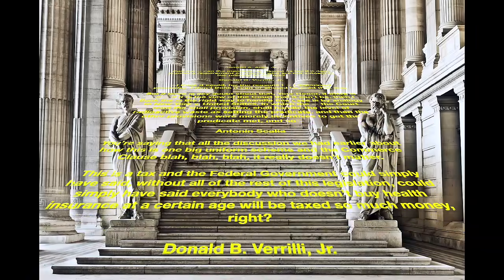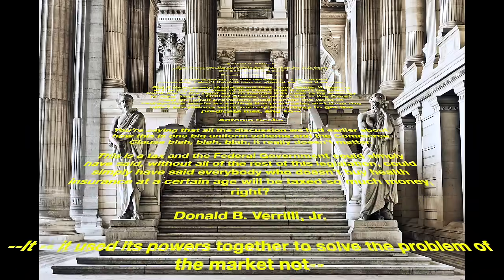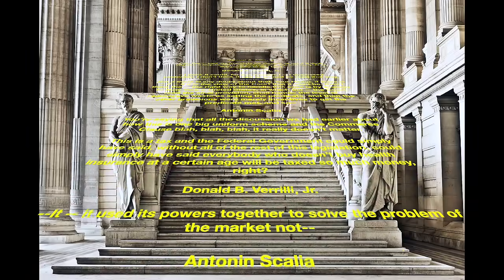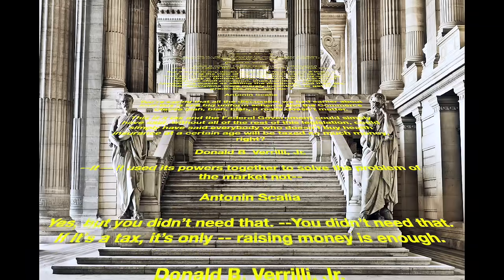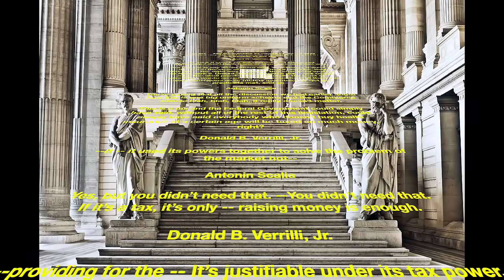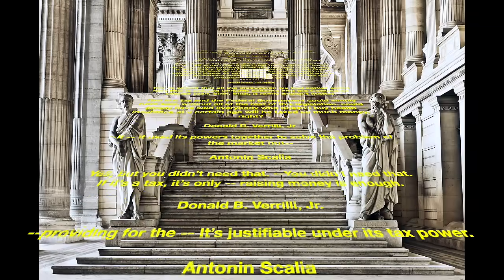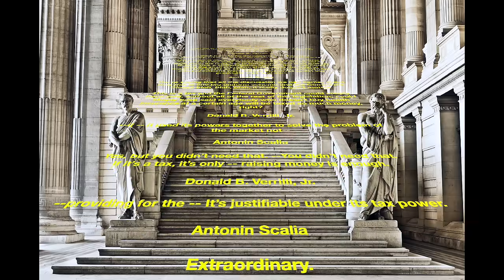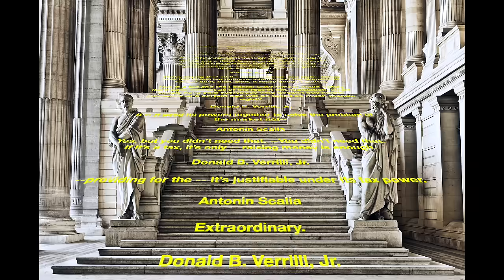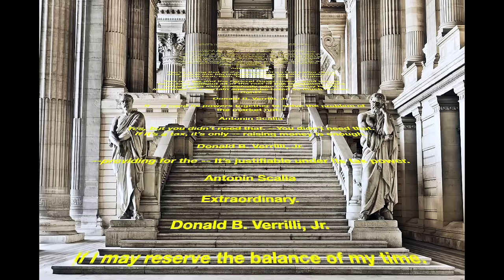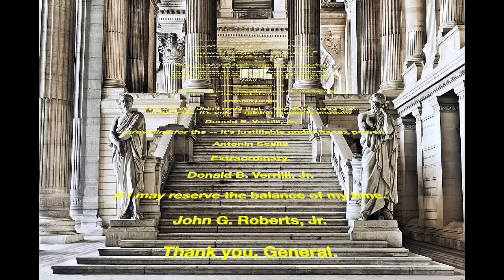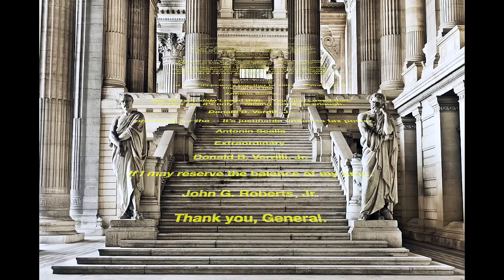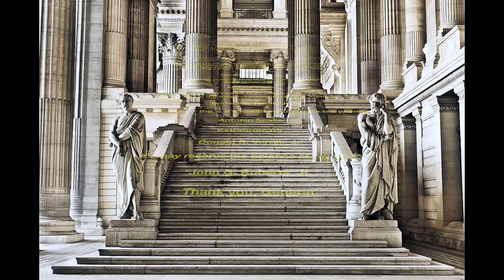So you're saying that all the discussion we had earlier about how this is one big uniform scheme in the Commerce Clause, it really doesn't matter. This is a tax, and the federal government could simply have said, without all of the rest of this legislation, everybody who doesn't buy health insurance at a certain age will be taxed so much money, right? It used its powers together to solve the problem of the market not providing affordable coverage, but you didn't need that. If it's a tax, it's only raising money, and that is enough. It is justifiable under its tax power. If I may reserve the balance of my time.